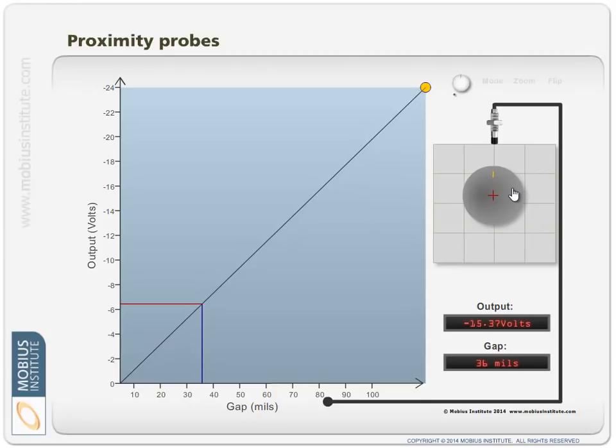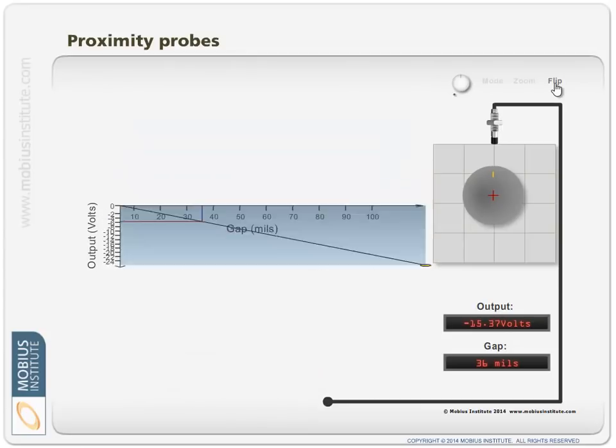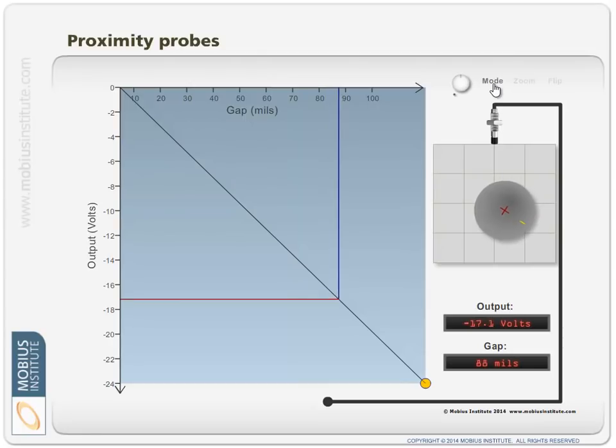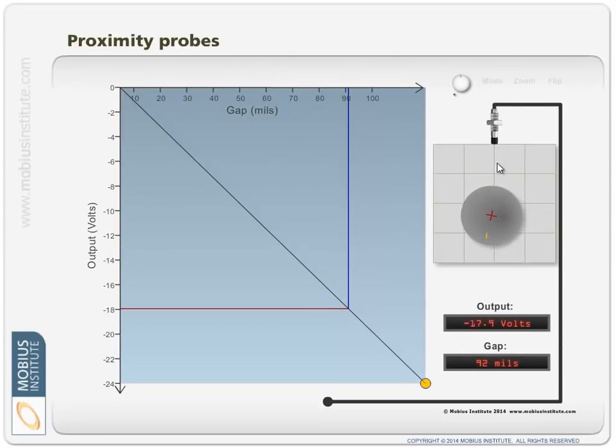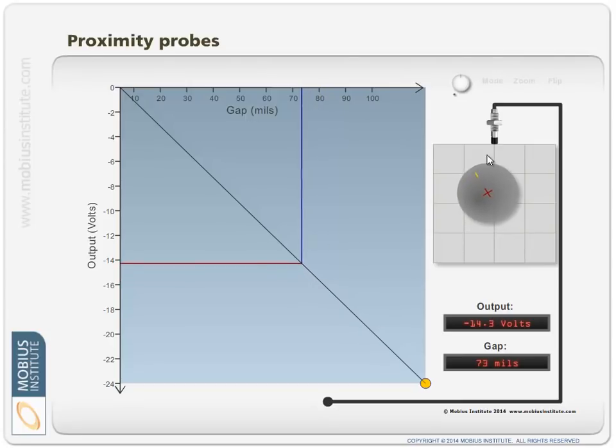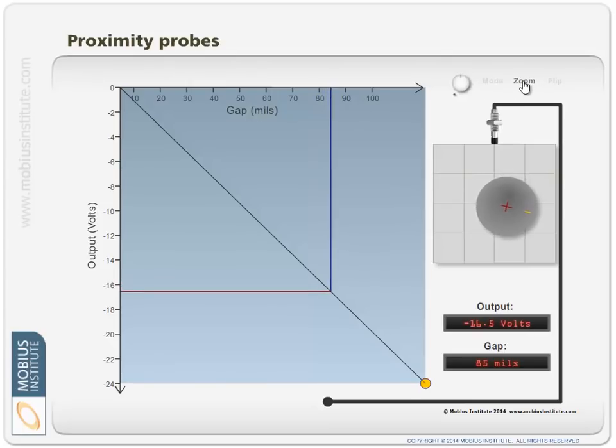So one thing that I think is easier to understand is if we flip the chart over. We flip it over, and now, to me anyway, it's more intuitive. As it's closer, the voltage appears to go up more towards the positive, and it goes down. Now, if the shaft is actually rotating, I'll do that instead. So as the gap between the two changes cyclically, the voltage changes, which indicates a change in the gap, which is what we expect.